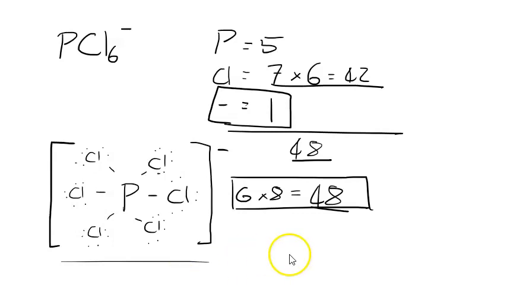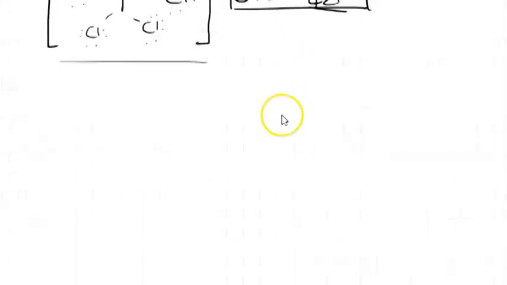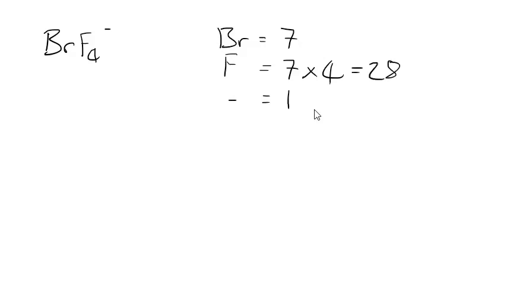Let's do one more. Why not? There won't be any major difference in this one. BrF4 minus. So we've got a bromine atom with 7 electrons, and then a fluorine atom with 7 electrons. But we've got 4 fluorine atoms. We've also got a negative charge, so we've got 1 extra electron. So that's 28, 7, 1. So overall, the number of electrons that we've got is 36.